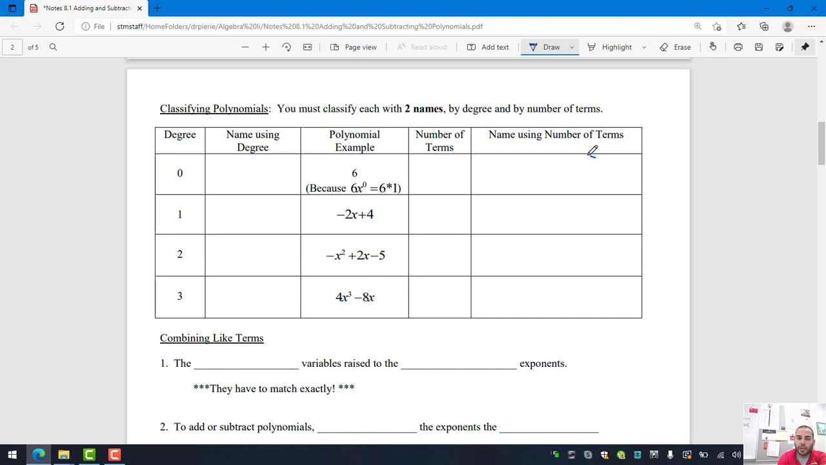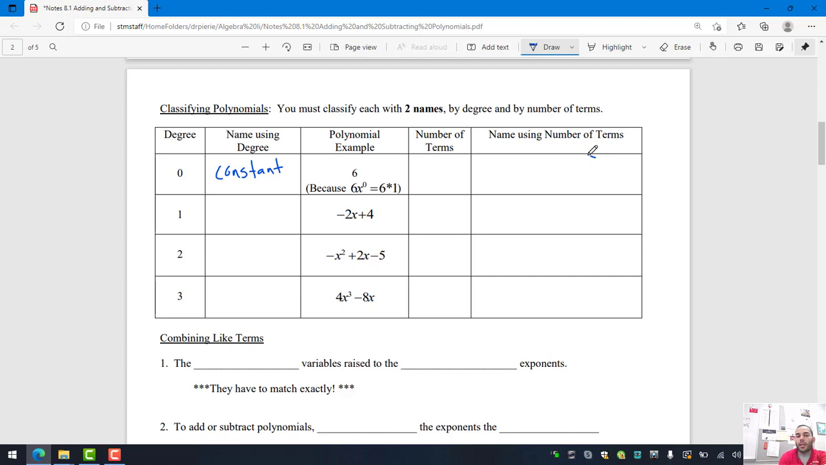Okay, so for the first example, if I give you just the number 6 and I ask you to classify it, there are no variables, it's just a number by itself. If it is a number by itself, the degree of this polynomial is 0. There's no variables being raised to a power. If your degree is 0, we call this a constant. It's just a number that's by itself. That's the official word for classifying this thing by its degree.